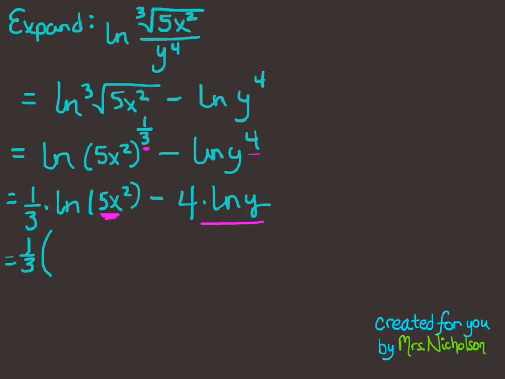1/3, and I'm going to separate the 5 and the x squared. But I'm going to put it all in parentheses with the 1/3 out in front because remember the 1/3 is still for both of those, both for the 5 and the x squared. And my last step will be to apply the power property one more time for that 2.